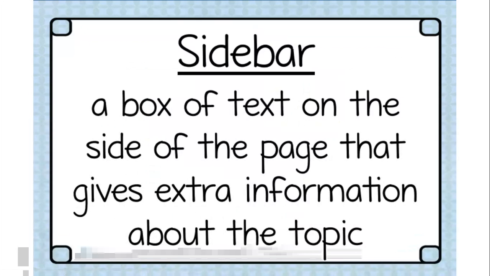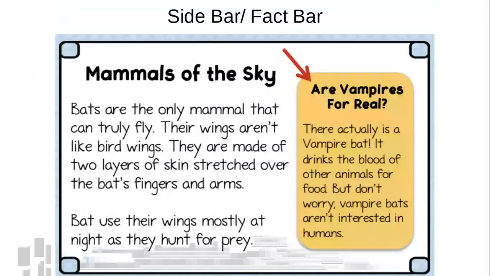Next one is a sidebar. A sidebar is a box of text on the side of the page that gives extra information about the topic. So this is not included in the paragraph, like the main text of the story or the main text of the article you're reading. The sidebar is off to the side, obviously, because it's called a sidebar.